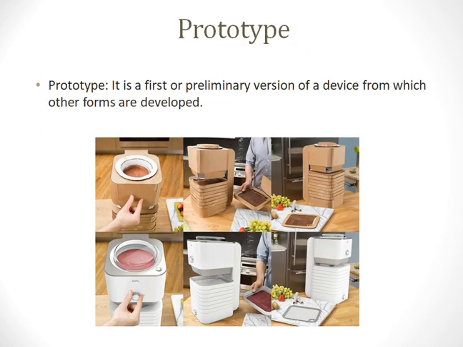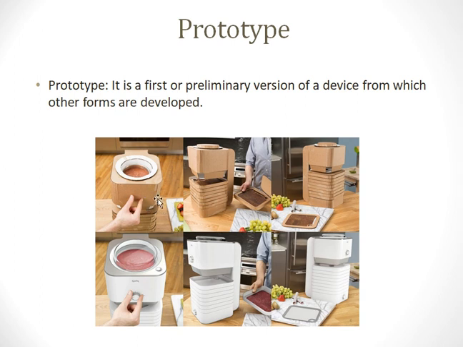The second type of design making is the prototype. A prototype is the first version of the device from which the other versions of this device are going to be derived. We're going to develop this version, keep on developing this version until we come up with the full product. Here in this picture you can see an example where this device was made first from cardboard.